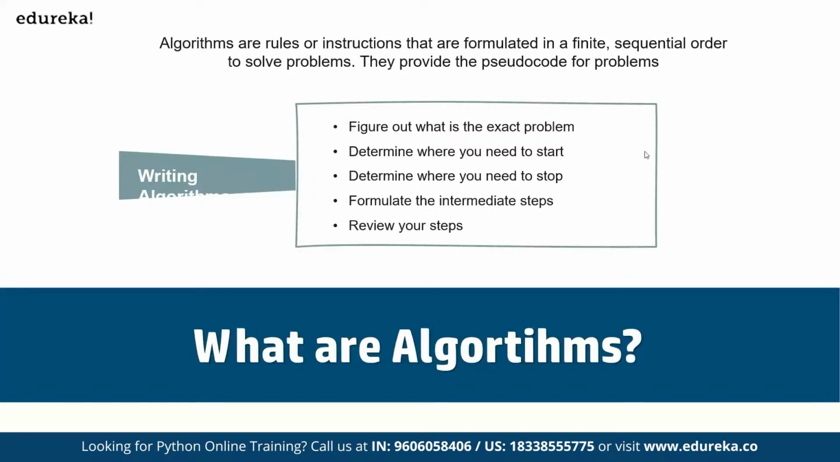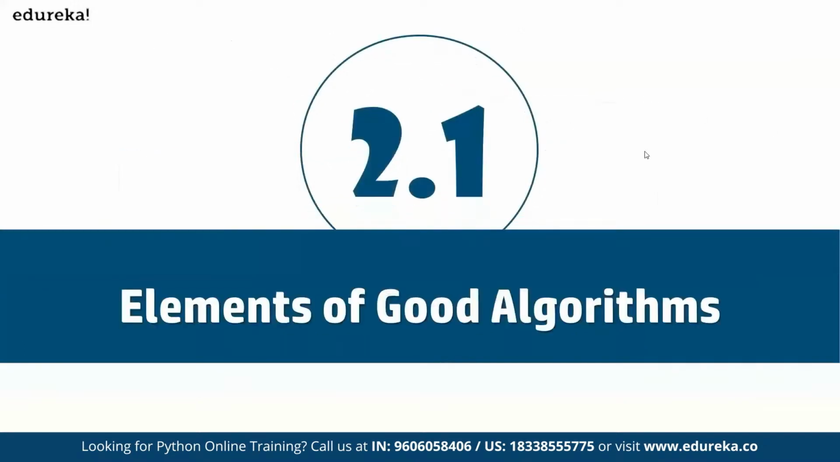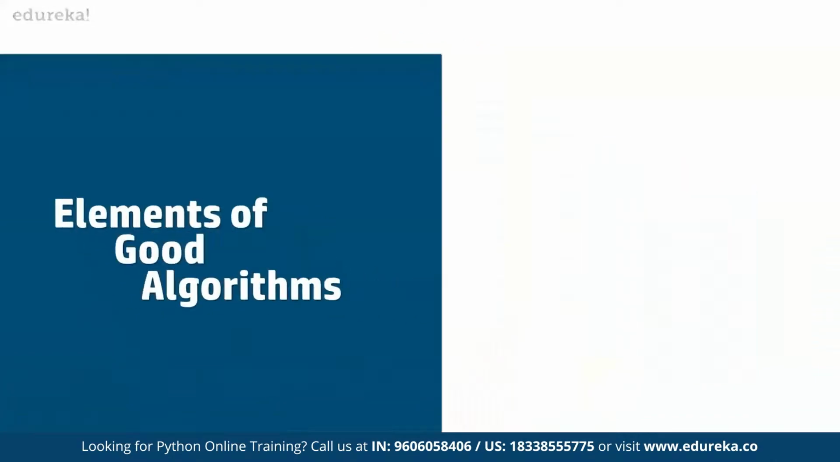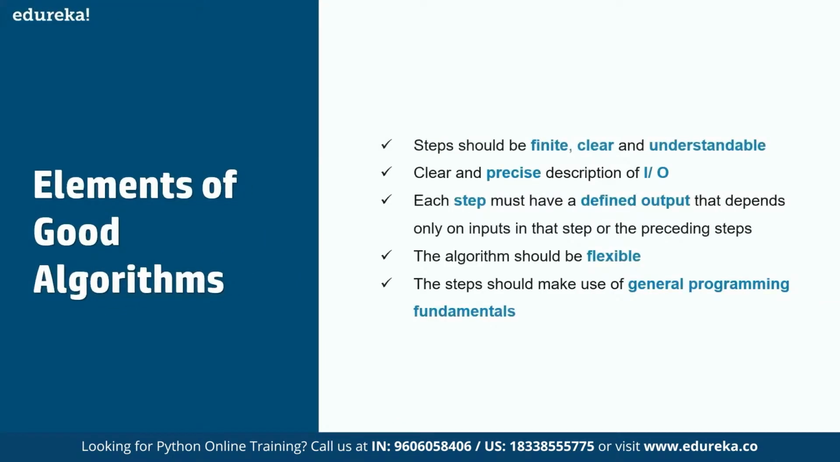If we talk about the elements of a good algorithm, then there are multiple. First of all, the steps should be finite, clear, and understandable. That means there should not be any kind of discrepancy, plus there should not be any kind of confusion about what needs to be done, and in what manner. So the entire algorithm structure should be clear. There should not be any confusion of what needs to be done and what needs to be avoided. It should be completely clear for all.